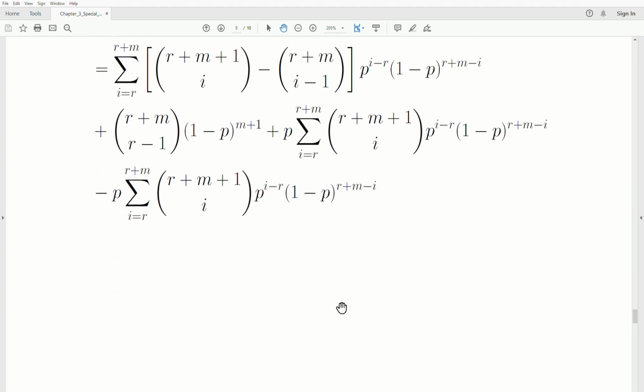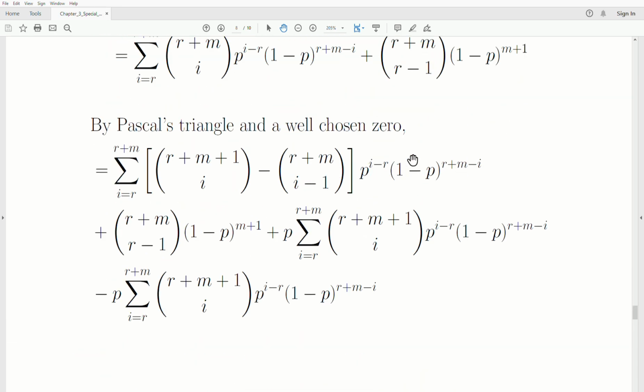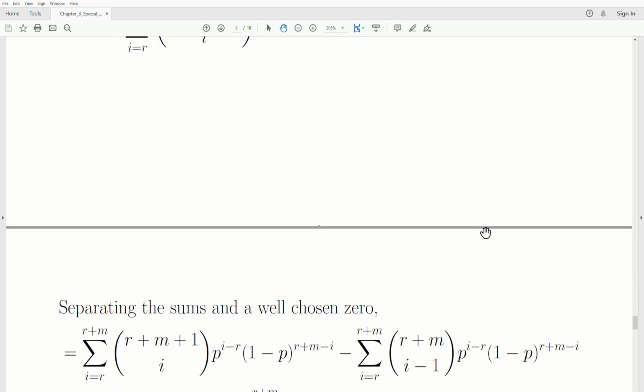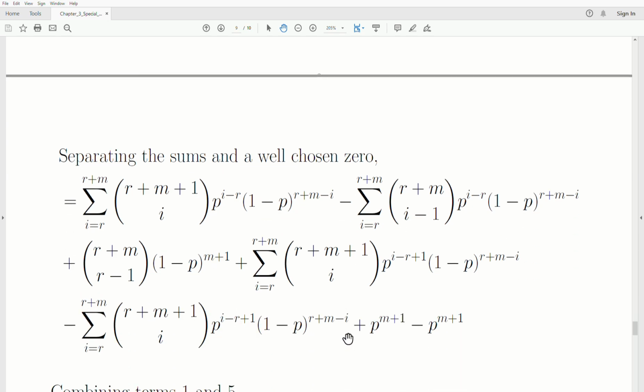Next, we start simplifying things. So separating the sums, we multiply this into each of those and then make it two summations. And then we add another well-chosen zero. So these first two is that separating the sums is what I call it. And then every piece comes down, except for the p that was out here, we take it into that sum. That's what this +1 is on each of these. And then we add another well-chosen zero right here.